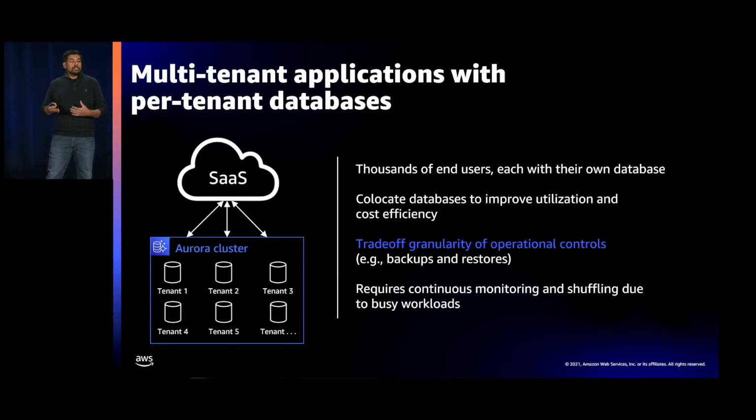And it also requires you to continuously watch what's going on in the database. If there's a busy workload, if an end user grows suddenly, then you don't want them to be impacting other workloads there. So with serverless databases, in this case, you can just run individual databases on serverless and let Aurora manage the capacity for those databases instead of losing out on the operational controls that I was describing.